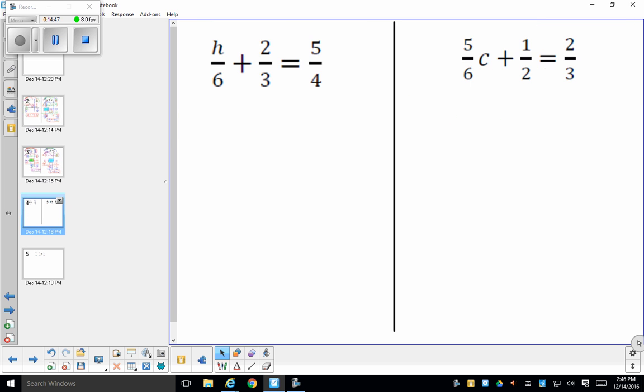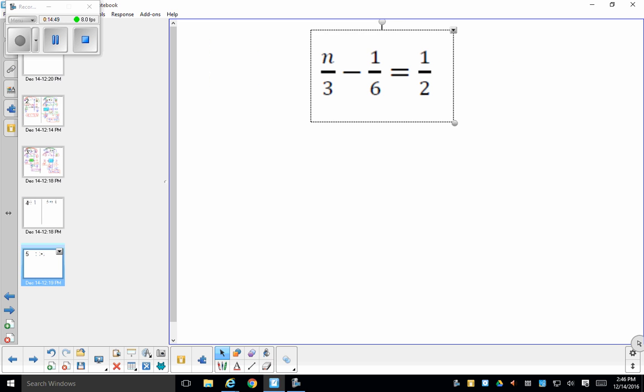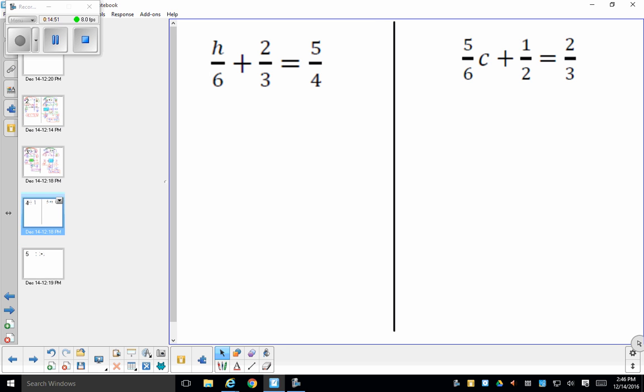Otherwise, I will go through 2 additional examples of how we could solve some of these problems that have 3 denominators or multiple variables. Okay, so I'm going to do 2 more just as extra practice, but anybody that's doing a retake can stop the video now and submit it.